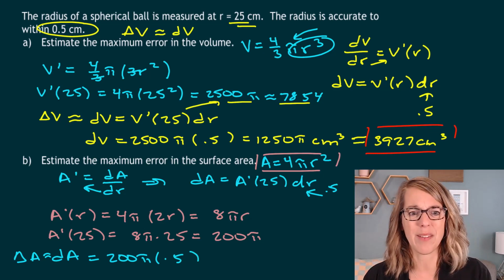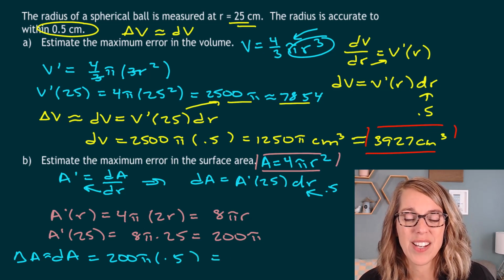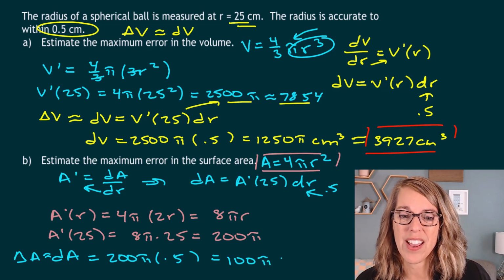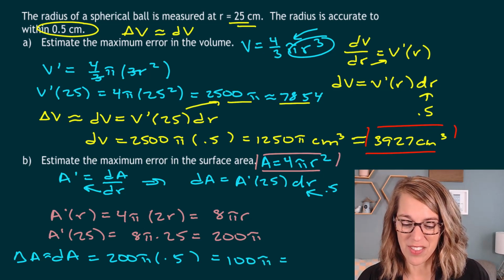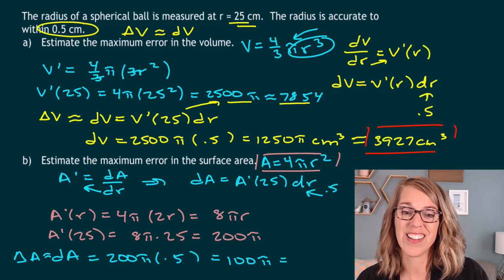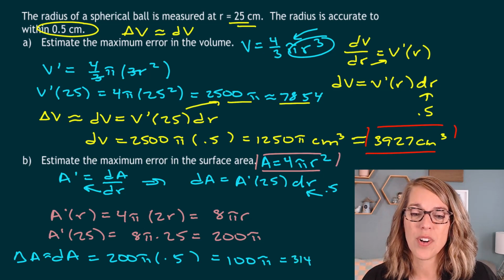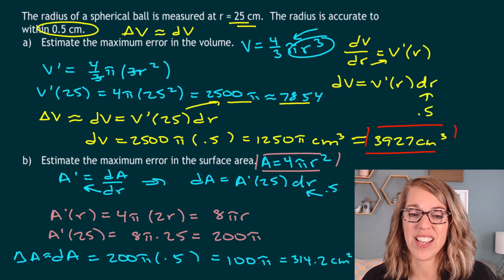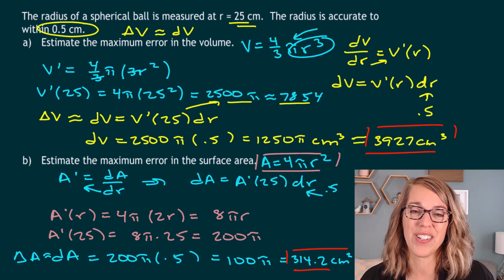Again, everything's in centimeters, so we're good here. And I end up with 100 pi, or if I multiply that out, I get 314.2. This is an area, so 314.2 square centimeters. Again, not a small difference.